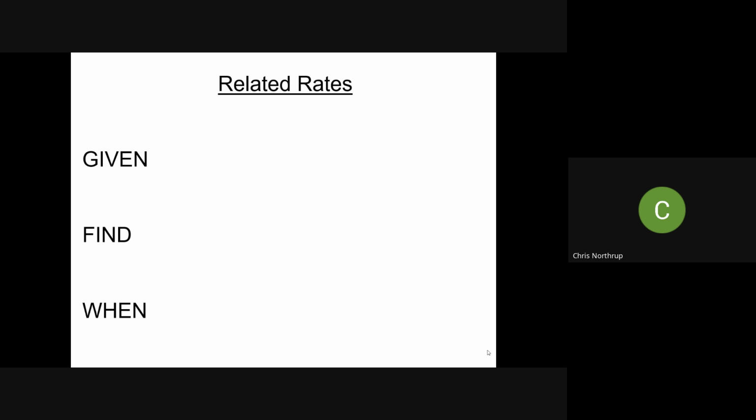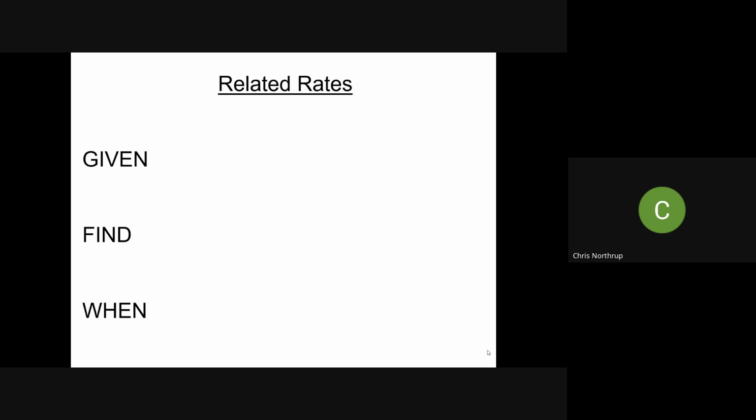Also, the find, that's usually the rate that they want you to find. Given how fast the ladder is moving down, figure out the rate at which it's moving away from the wall. Or conversely, if you know how fast it's moving away from the wall, find how fast it's moving down the wall. And then you will typically be given a point in time or a value to plug in. So you want to be able to break down all of these related rates questions into given, find, when, and then you do the work. So this is the setup, but if you do this setup, I guarantee it will make your life a lot easier.